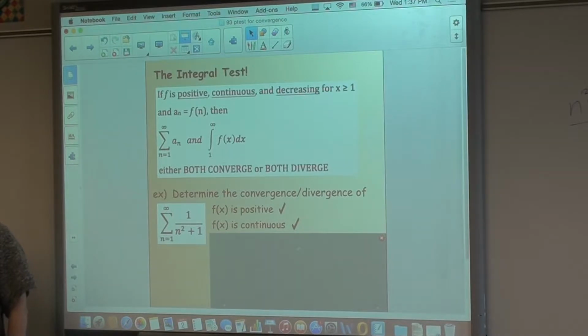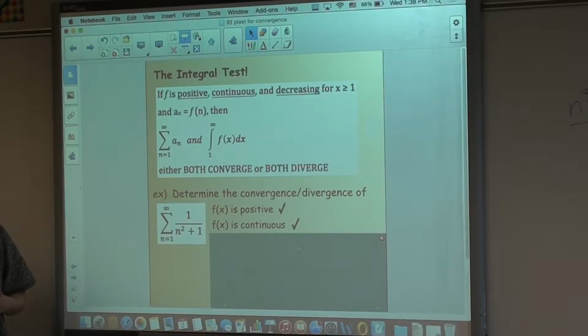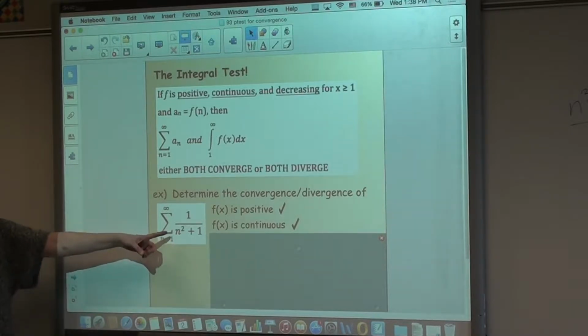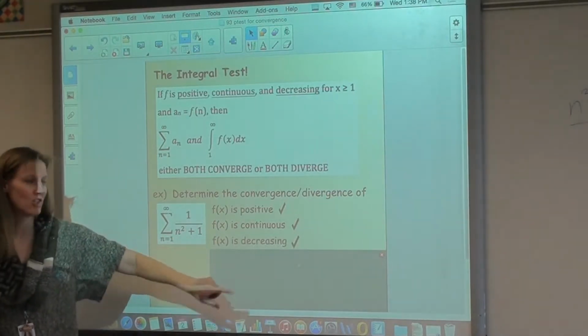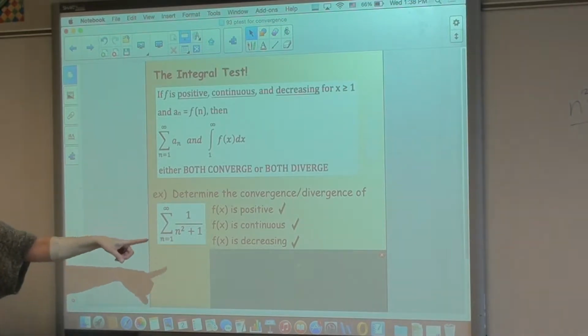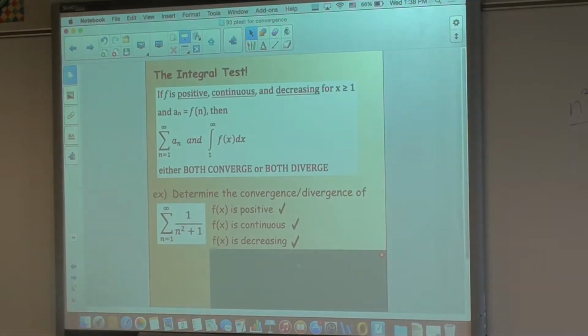The last thing we have to check is: is it decreasing? So we plug some values in for n. If n is 1, we have a half. If n is 2, we have a fifth. If n is 3, we have a tenth. So we have a half, a fifth, a tenth, 1/17, 1/26, 1/37. What do you think? Is it ever going to go back up or is it always going to be going down? Always decreasing. So f is decreasing. Check, check, check. Once you have check, check, check, that means yes, the integral test applies.